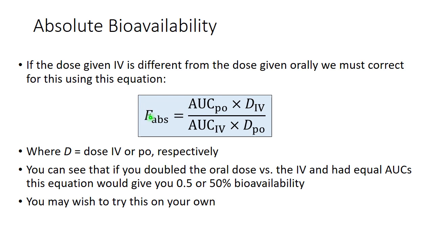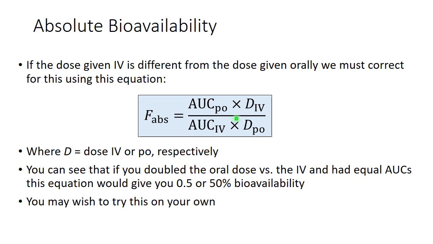So you see, the fraction absorbed equals AUC of the oral times the dose of the IV, divided by AUC of the IV times the dose of the oral. It might look a little strange at first, but just imagine for a minute that you doubled the oral dose compared to IV, but the areas under the curves were equal. That would tell you that somehow that oral dose did not get in 100%.